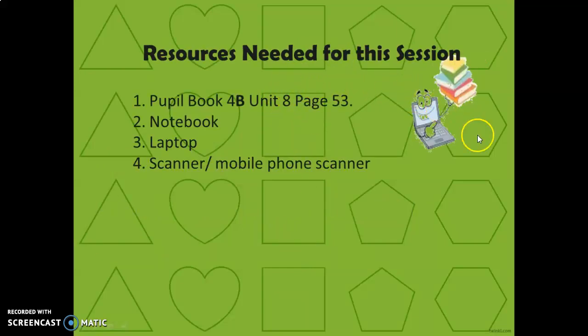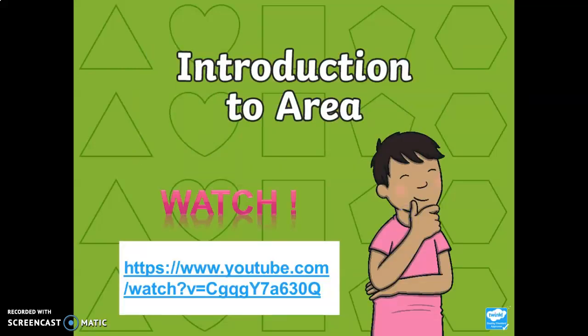Resources needed for this session are as follows. Pupil Book 4B, Unit 8, page 53, your notebook, your laptop, and a scanner. For a quick introduction to area, you can watch this video. Very helpful.